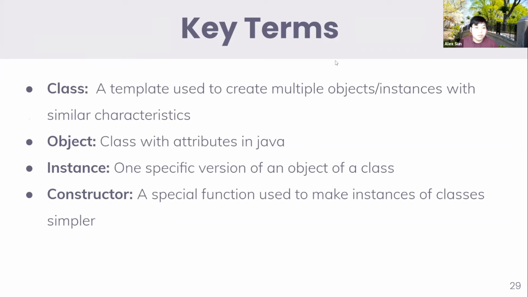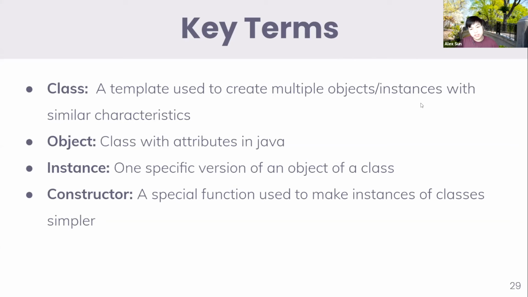A class, I just like to think of it like a template, a blueprint. You can make multiple things of the same type. It's basically like defining a type. An object is basically a class, pretty boring.